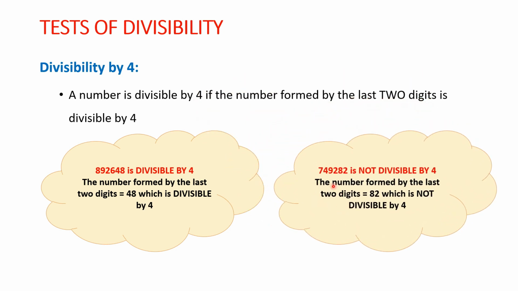Let's take another example. Let's consider the numeral 749282 and this numeral is not divisible by 4 because the number formed by the last two digits is 82. 82 is not divisible by 4. Therefore, the given numeral is not divisible by 4.